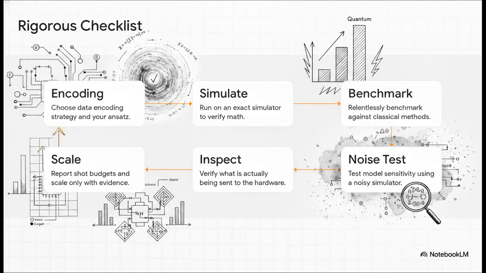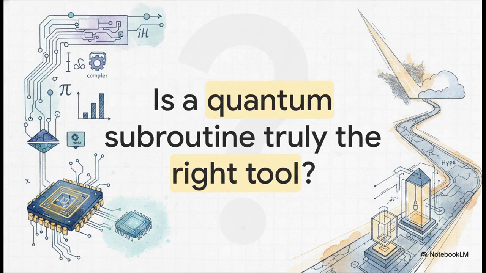Step 3. Benchmark it relentlessly against classical methods. Seriously, don't skip that. Step 4. Test how sensitive your model is to hardware noise by throwing it into a noisy simulator. Step 5 is absolutely critical. Inspect your compiled circuits. Your source code might look nice and shallow, but once a compiler routes it for a specific piece of hardware, the gate count can totally explode. You have to verify what's actually being sent to the machine. And finally, Step 6, report your shot budgets and uncertainty, and only scale up to physical hardware when the evidence actually supports it.